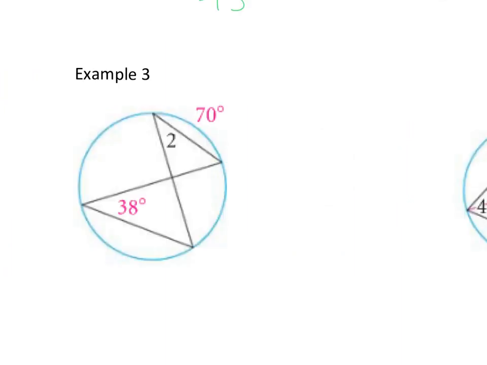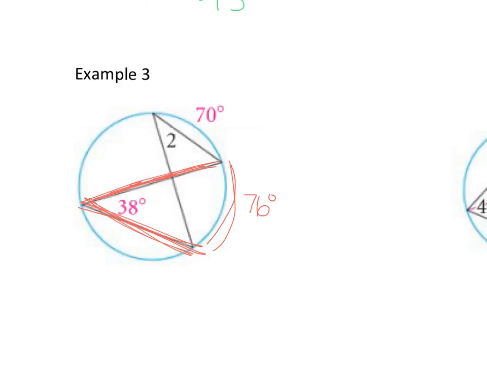So for example 3, I'm going to highlight what this angle 38 is. That means this part has to be twice 38 degrees. So this part's going to be 76 degrees.